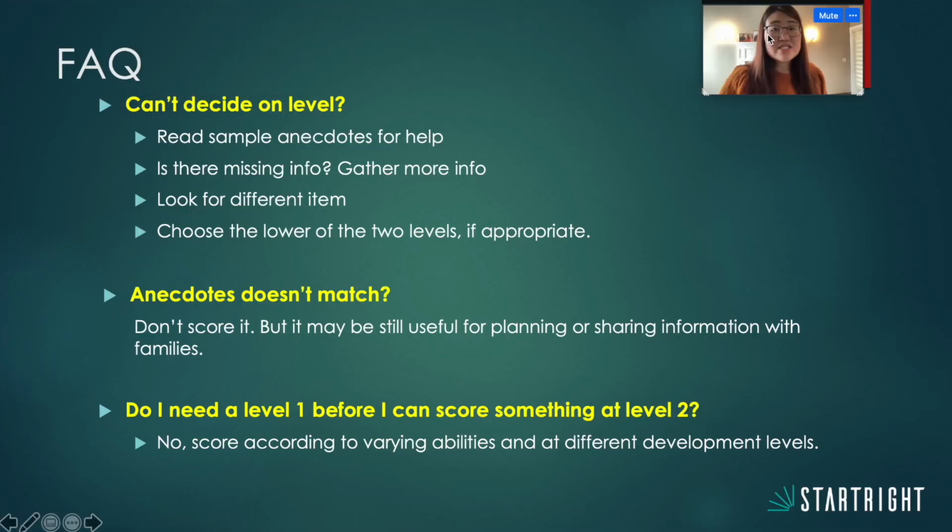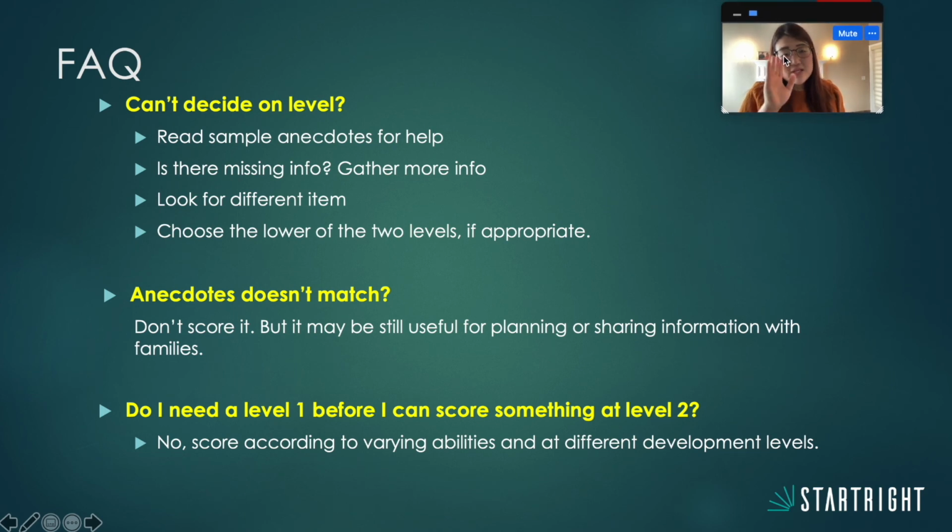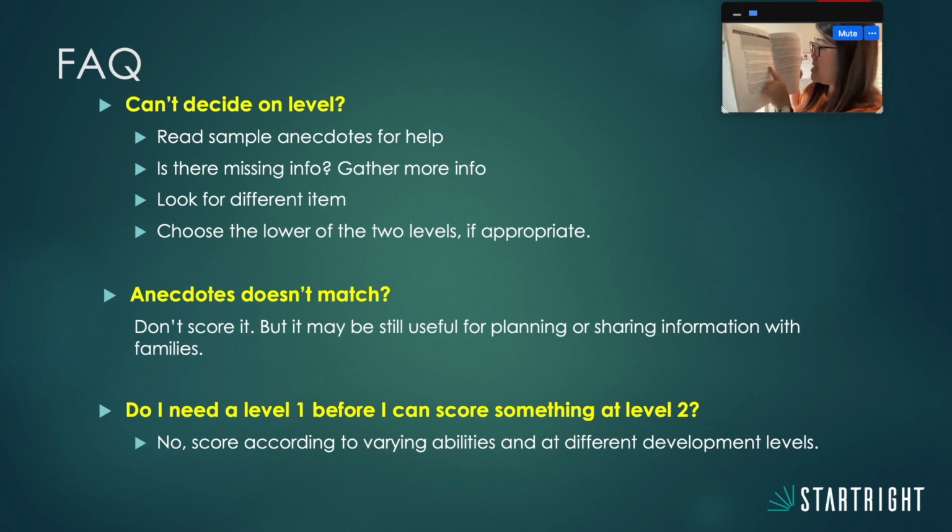So, frequently asked questions. If you cannot decide on the level, you read the sample anecdotes for help. When you look into the anecdotes, use the sample written at the bottom here with the date. Those are samples. Okay? And the description written here. Next one, is there missing info? Gather more information, because if you really cannot decide on the level or the anecdote, something must be wrong somewhere. So gather more information.